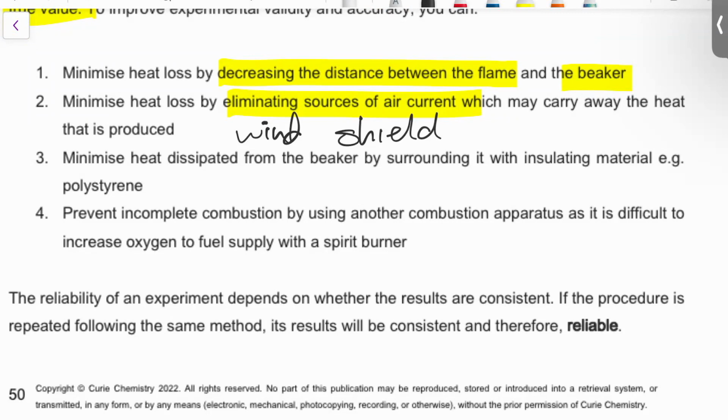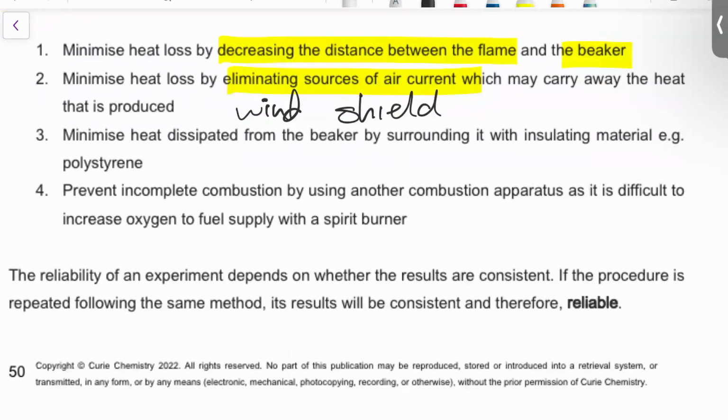Or you can also make sure that no heat gets lost from your beaker as you're doing the experiment. Even if heat is going to your beaker, the beaker can release some of that heat. What you want is to use some insulating material as well. So instead of using a bare beaker, you might wrap it around with some styrofoam, which is polystyrene.